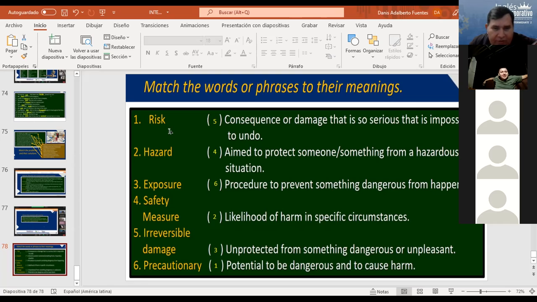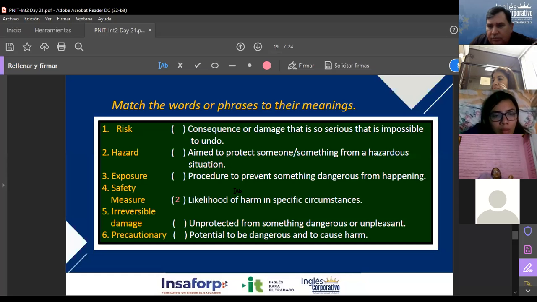Smoking, teacher. Yes. Exposure. Maybe it can be number three. Yeah, sorry, the aim is to protect someone or something from a hazardous situation. Or maybe it can be a potential to be dangerous and to cause harm. Exposure. Yes.